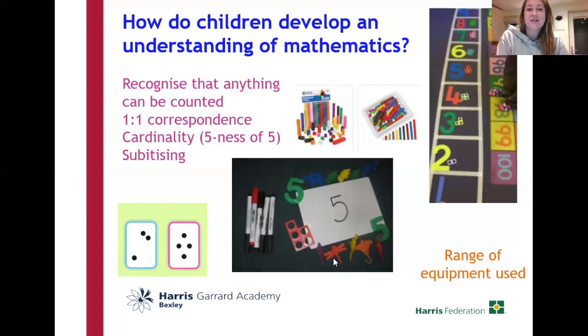Okay, so that's how we develop the understanding of maths, through games, through asking lots of questions, through interpretive play from the children. We want them to really get involved with being exposed to number.